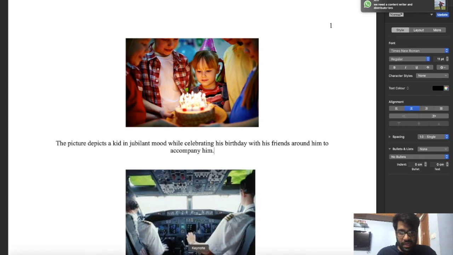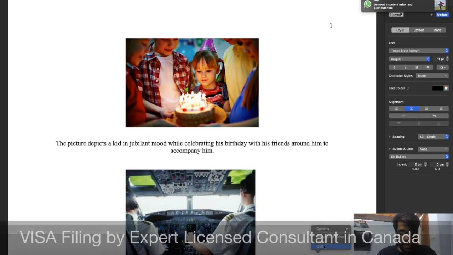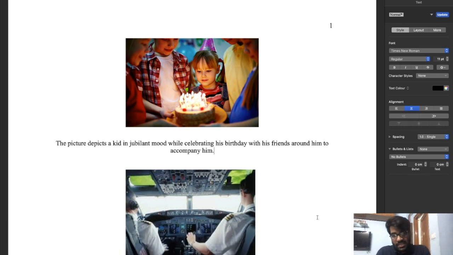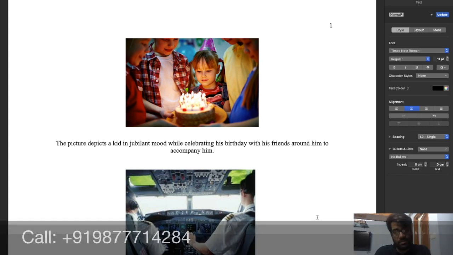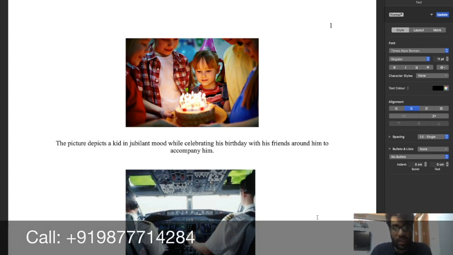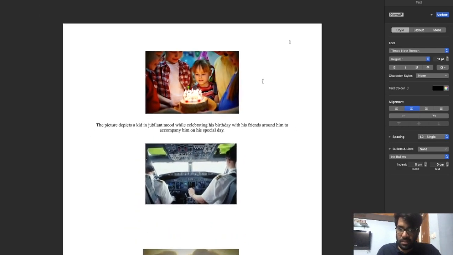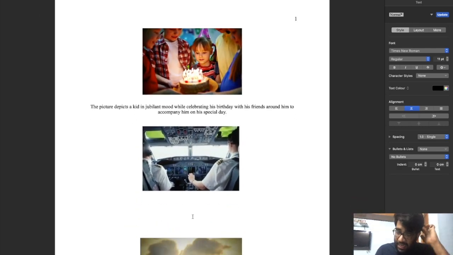I don't think that you will be needing. Let me just turn WhatsApp off. Sorry. Okay. So the picture depicts a kid in jubilant mood while celebrating his birthday with his friends around him to accompany him. Or you can also write to accompany him on his special day. Done. Cool. Now let us address the second topic.